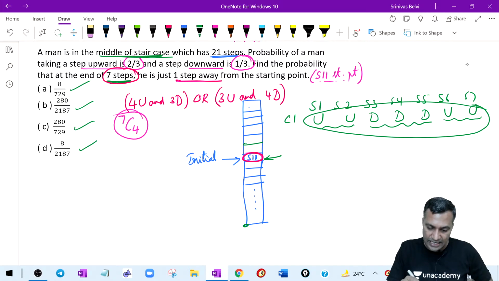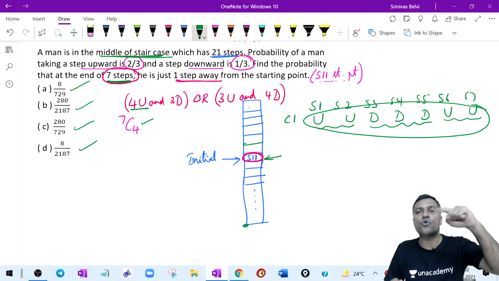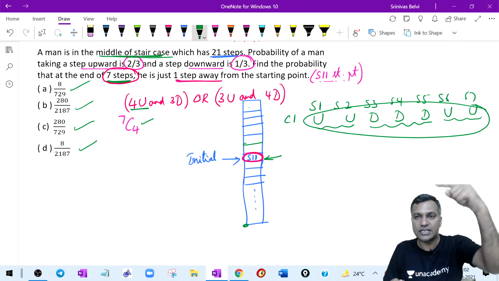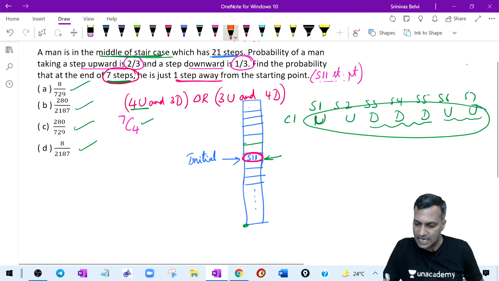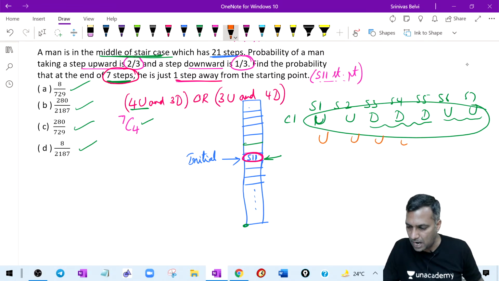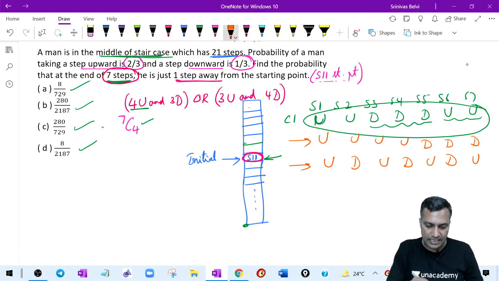Therefore, I should first write this 7C4, because when I said 4 up, I never meant that there are 4 consecutive ups followed by 3 consecutive downs. No, I don't know. So it could be like that as well. One of the cases can be like that as well. One of the cases can be, hey, it is up and then down and down. The other case could be up, down and up. So I don't know. Like this, there are many cases. All those cases I'm representing as 7C4. That is the representation of 7C4.